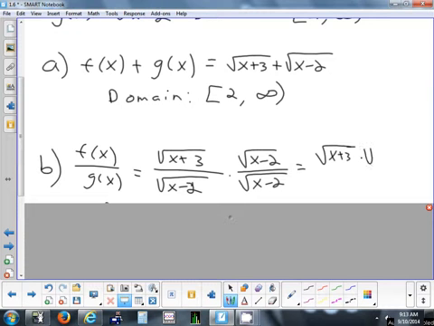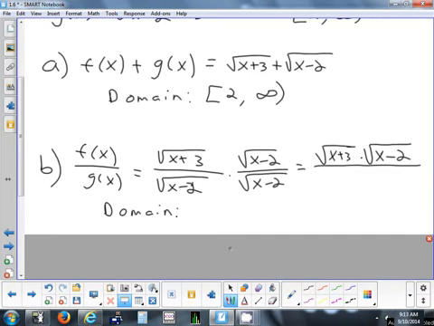Okay? But for this problem, it's not important that we combine it because all I really want to know is the domain. Okay? If I was asking you to write the final function in simplified form, then we could do that out. Okay, but for this problem, I'm not concerned about foiling that out.